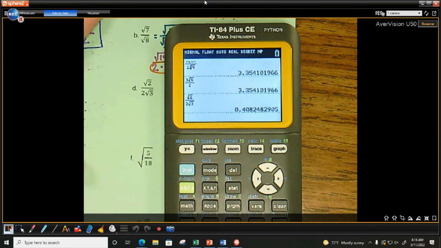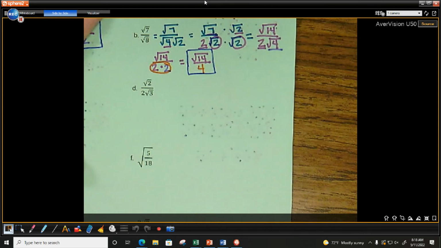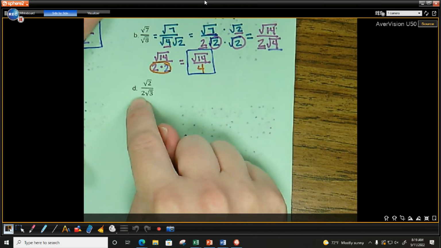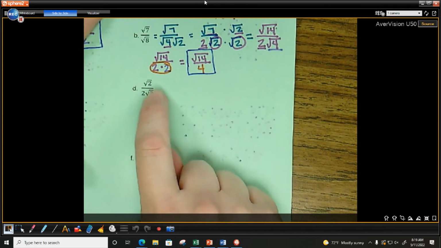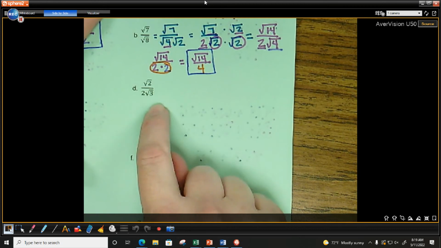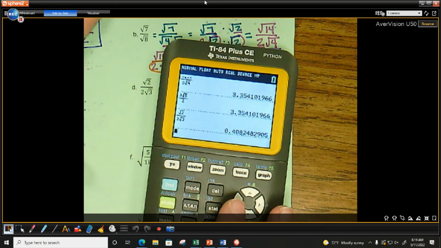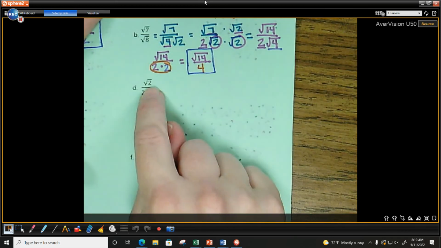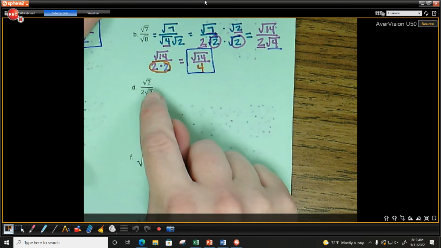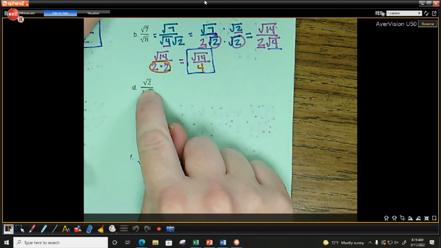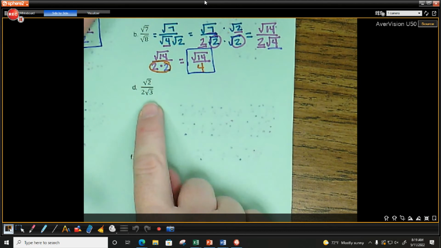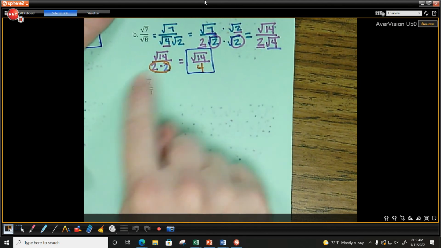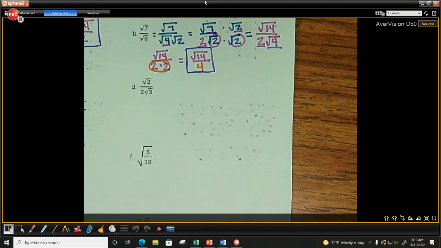The only number outside is a 2. The numbers inside are 2 over 3. Can you simplify 2 over 3? Is 2 divisible by a perfect square? Is 3 divisible by a perfect square? So there's no simplifying I can do right here. So I am going to have to rationalize my denominator.